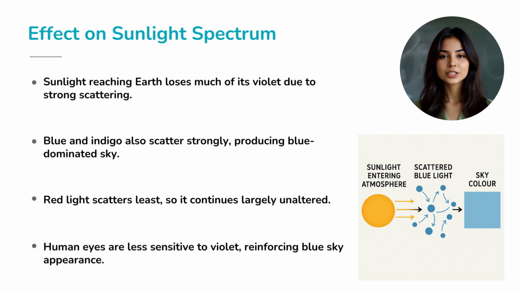Now let's apply this idea to the atmosphere. When sunlight enters the atmosphere, the shorter wavelengths, violet, indigo, and blue, scatter in all directions. Red, on the other hand, sails through with very little scattering. But then you might ask, why isn't the sky violet? Great question. The reason is our eyes are less sensitive to violet. So the scattered blue dominates what we see, giving us that beautiful blue daytime sky.